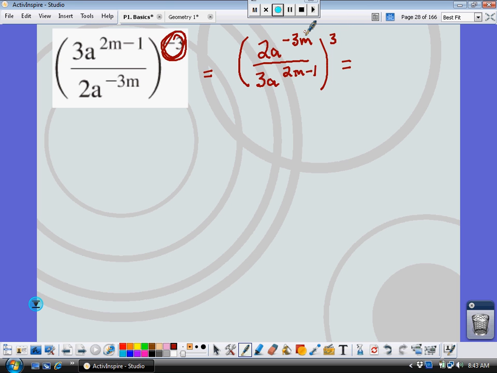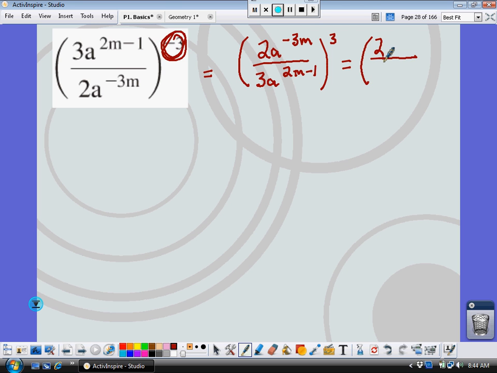You can either go inside here, raise everything to the third power. What do I mean by everything? The 2, the a to the negative 3m, the 3, the a to the 2m minus 1. There's 4 things in there. You could raise all 4 of them to the third power, or you could clean up the inside, then raise it. That's what I suggest, because then there's not as much stuff to raise to the third power. So let's go inside and let's clean it up, which I've already started doing.